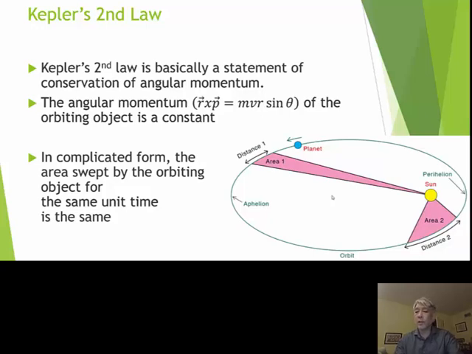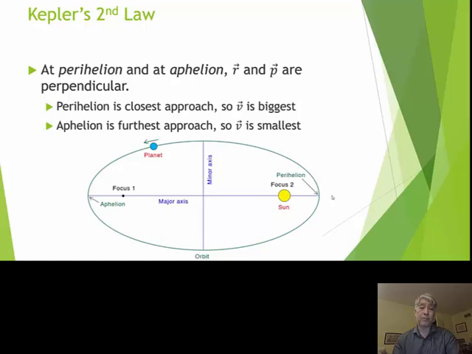Now, in general, we don't necessarily learn how to calculate sector areas for an ellipse. So really, let's just stick with R cross P. At perihelion and aphelion, R and P are going to be perpendicular. So at that point, we don't really need to worry about the sine theta aspect of R cross P, and it just becomes R times M times V for the planet.